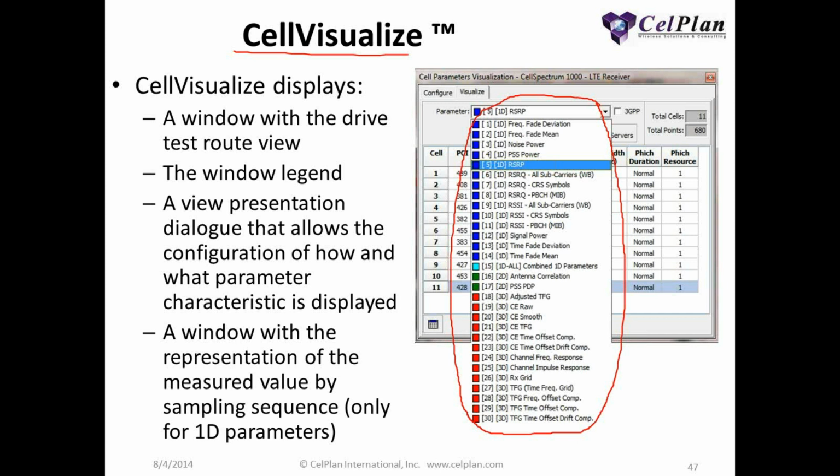What we call here a 3D matrix is a matrix that has the information for every single resource element: in frequency, all the subcarriers; in time, all the symbols; and in power, the power level for every single resource element. Each time we capture, you will see 6.1 frames, and there is a strong reason to do it. So the first matrix that we capture is this one.